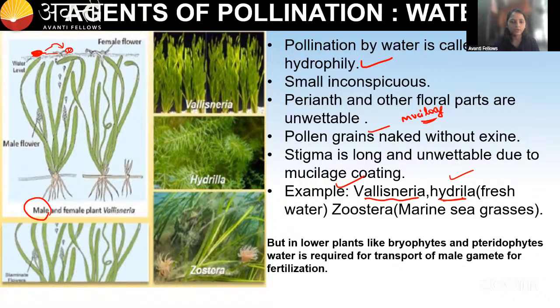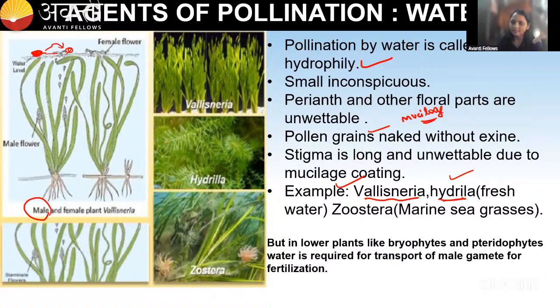What we studied, hydrophily, right? That is in the higher plants. Okay, do you understand this? The characters of the flowers? The only thing we have to remember is the flowers are small, the floral parts are unwettable, and it is mainly covered by a mucilaginous coating.